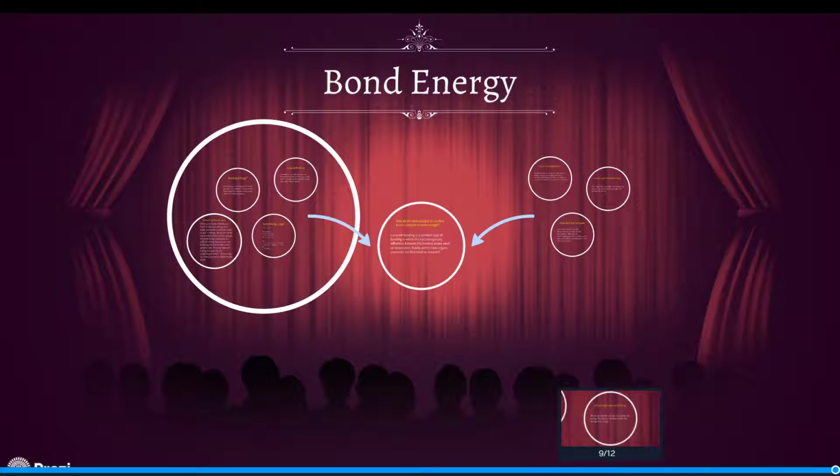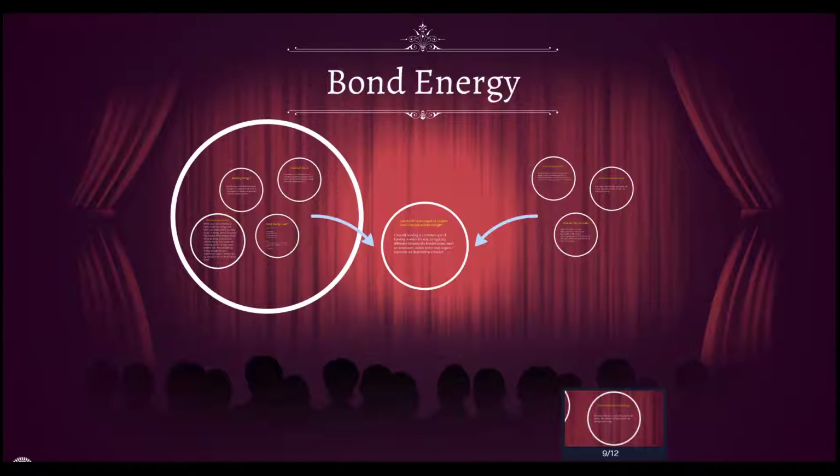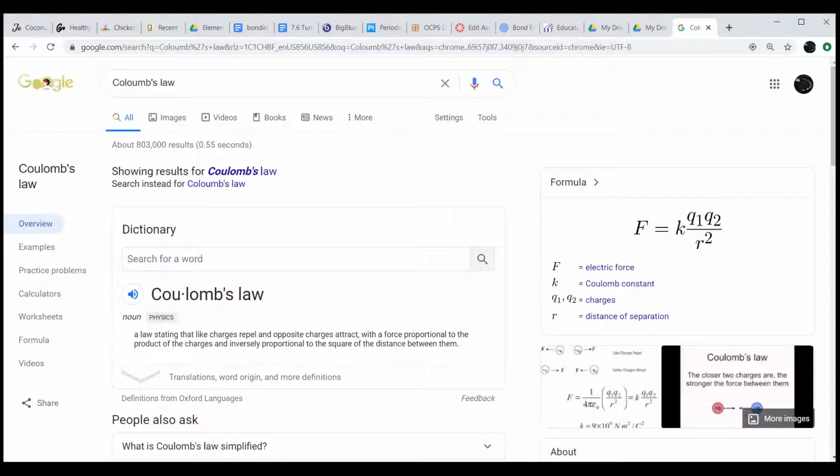And that's just a basic review on bond energy. Again, one thing that I want you to make sure that you double check is that you have this formula right here. Remember, this is force, this is the energy of a bond. Charge 1, charge 2, over radius squared. Or just the radius. This part right here, more often than not, is going to be the most important part for our formula.